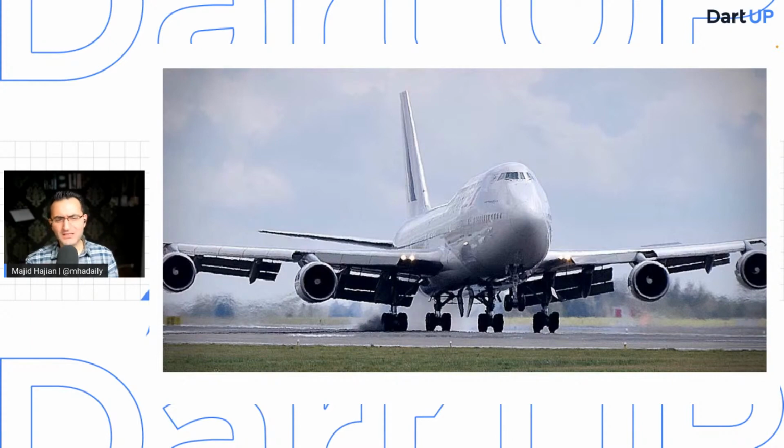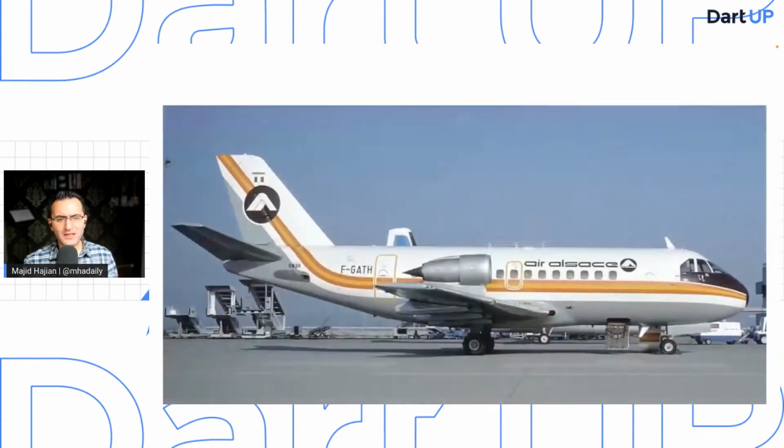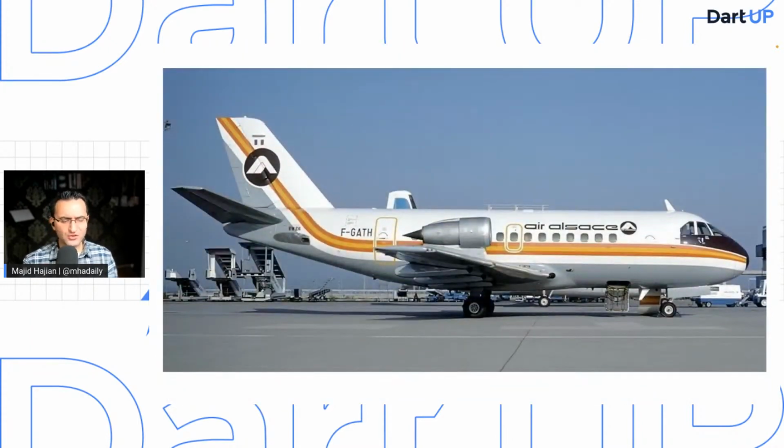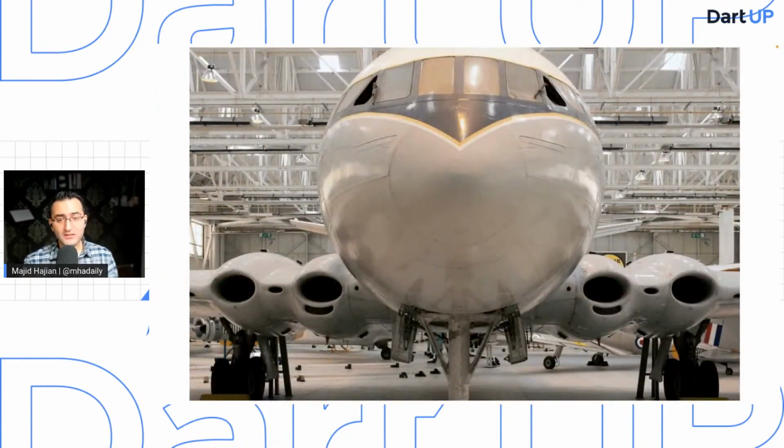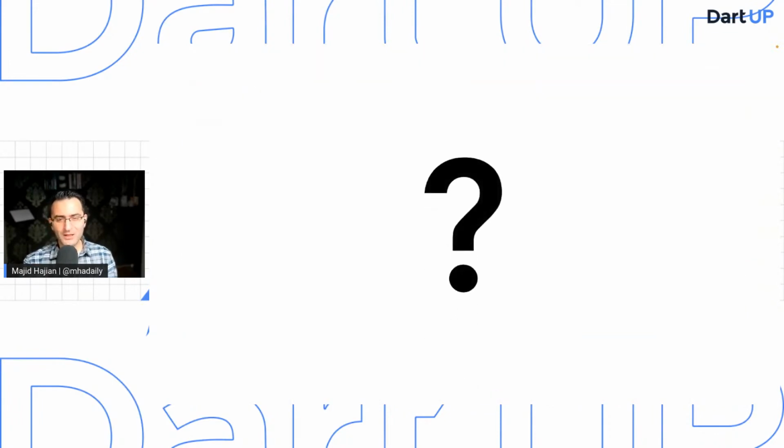And I did some quick research, and I found that there are some airplanes that have engines on top. Some have engines embedded into the wings, and some have engines in front of the aircraft, and so on and so forth. So I'm particularly talking about these three types. My question was, as an architect, which one is better?